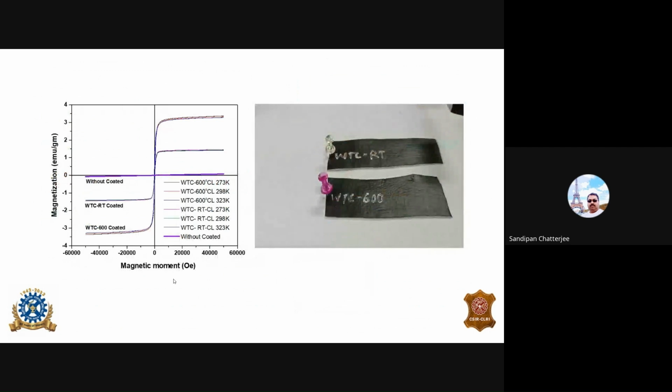And this is the magnetic property of the coated leather. When we use native material without calcination, it is a little less, as expected. But when I use the calcinated one, it is showing very high magnetic property. You can see in this video, this is the native one without calcination. This is the calcinated one. You can see it here.